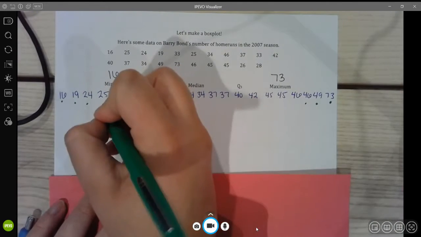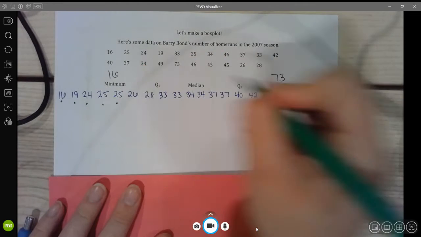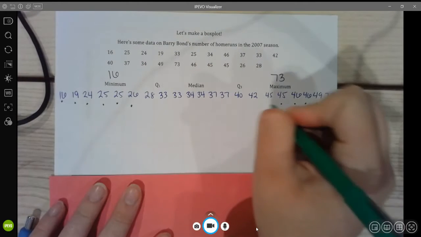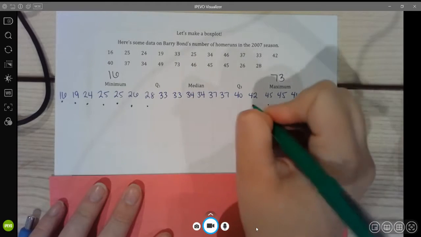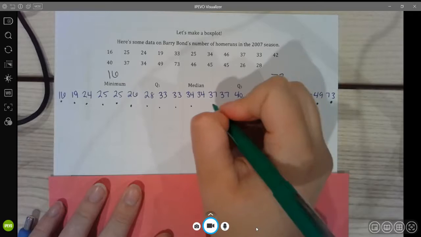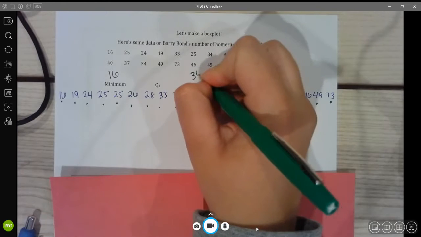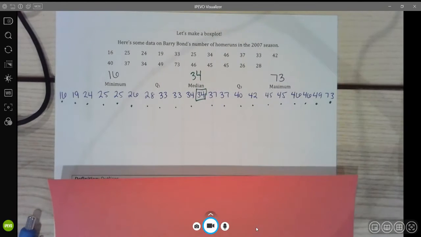24, 46, 25, 46, etc. until you find the middle point. Sometimes I like to box it. Okay. So that's the median. That's the middle number here. 34.